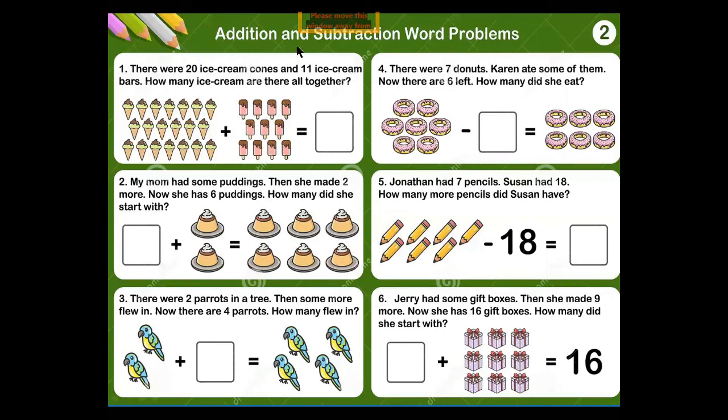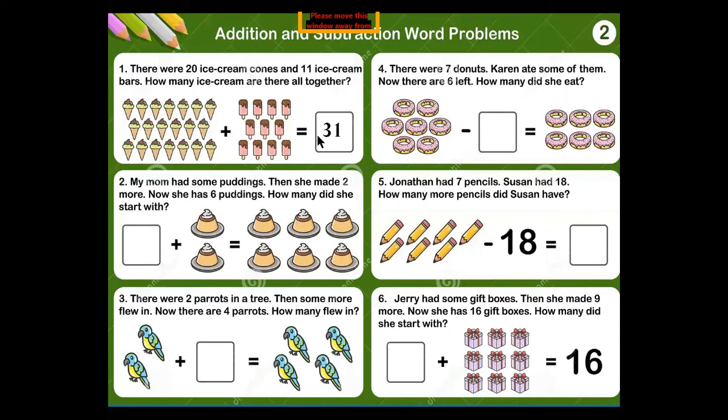In the first one we have ice cream, 2 types of ice cream. First we have 20 ice cream cones and then we have 11 ice creams. So how many ice creams are there all together? 20 plus 11 equal to 31.